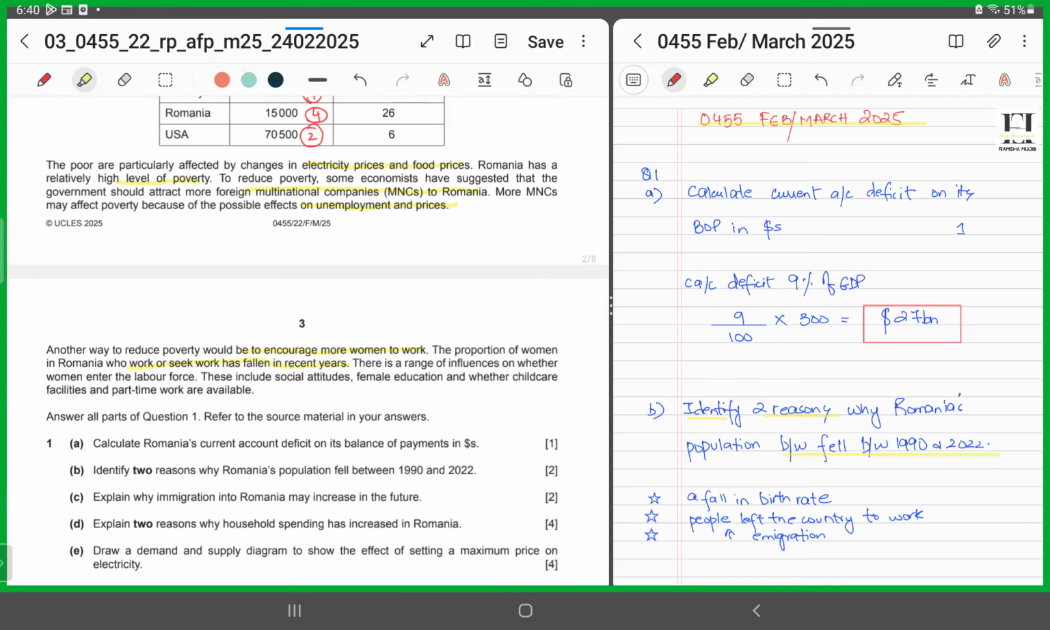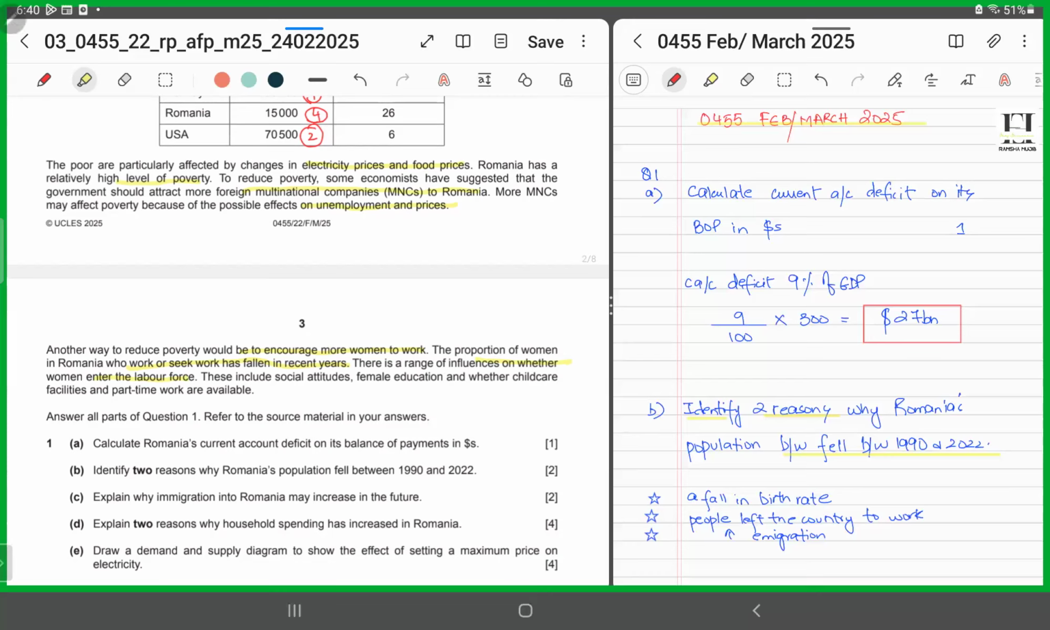That means if initially more women were encouraged or attracted to be a part of the labor force, now there has been a decline. Less of them opt to work. Now, why? There is a range of influences on whether women enter the labor force. There are factors which affect the number of women who are willing to work. And what are those factors?